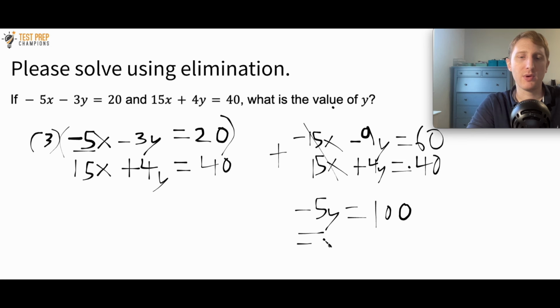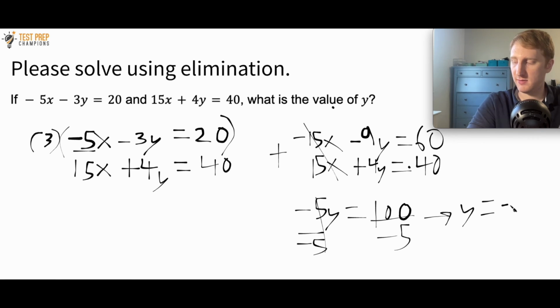And to finish this out, I want to divide by negative 5 on both sides. So if I divide by negative 5 on both sides, what I find is that y equals negative 20. So that's the correct answer here.